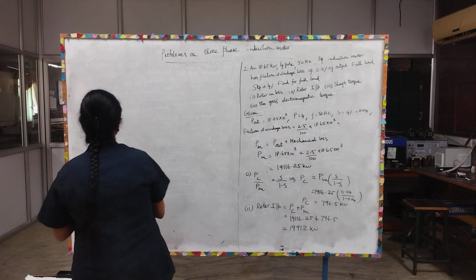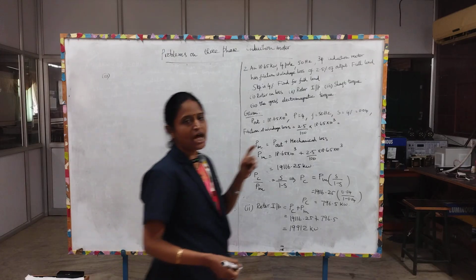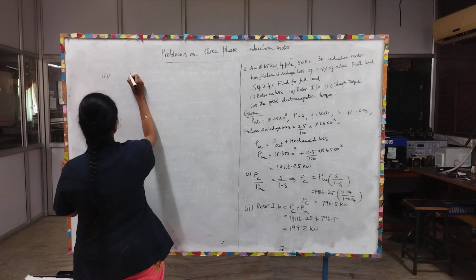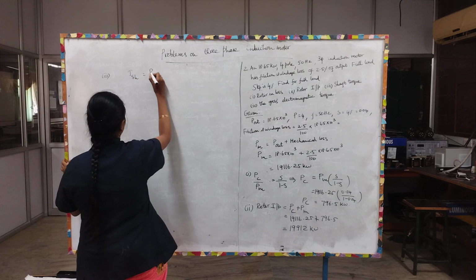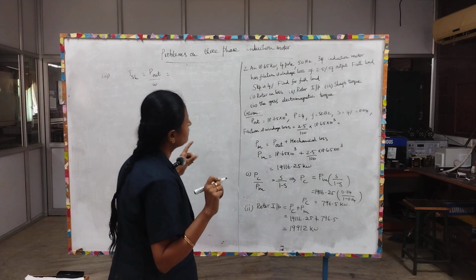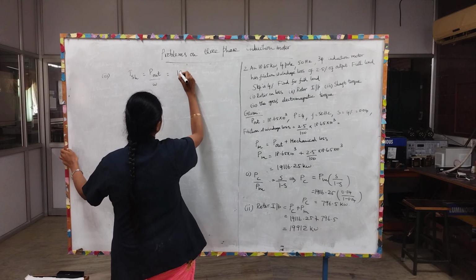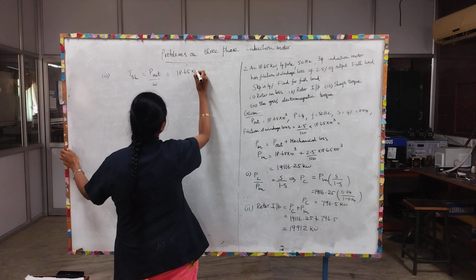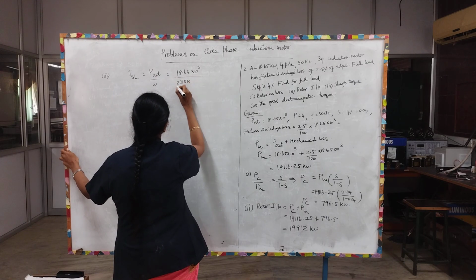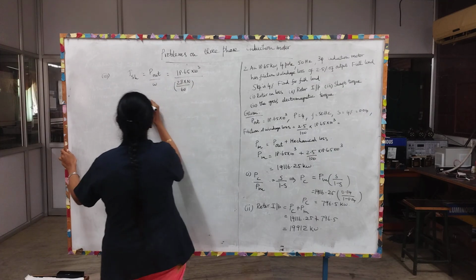And the third division, we have to calculate shaft torque. So T shaft is equal to P out divided by omega. So omega is nothing but 2 pi n by 60. So output power is given: 18.65 into 10 power 3 divided by 2 pi into n divided by 60. So for this one we have to calculate n.